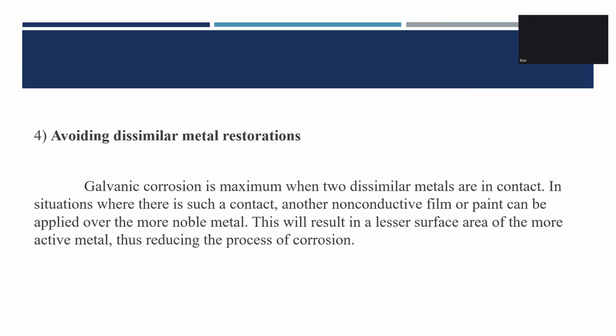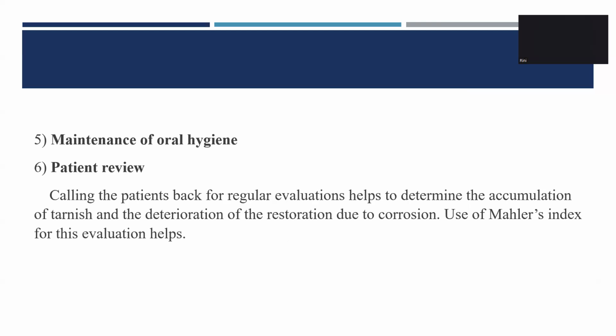Avoiding dissimilar metal restoration. Galvanic corrosion is maximum when two dissimilar metals are in contact. In situations where there is such a contact, a non-conductive film or paint can be applied over the more noble metal. This will result in a lesser surface area of the more active metal, thus reducing the process of corrosion. The other measure includes the maintenance of oral hygiene and patient review.